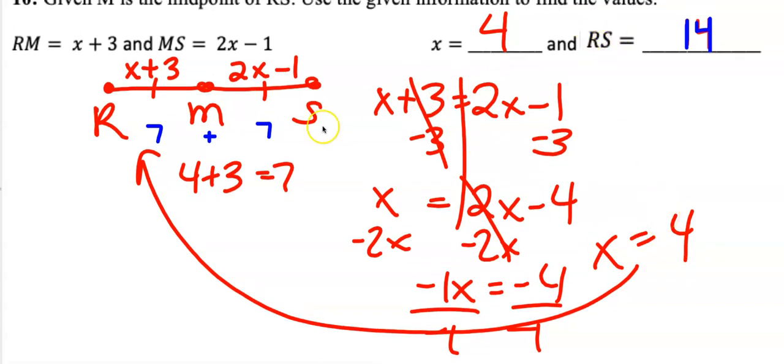So then RS is the total. So yo no sé the total, so I have to replace y se suma. So 4 plus 3 is 7. So this part is 7. Y this part is 7 porque son igual. So the total se suma, 7 plus 7 is 14.